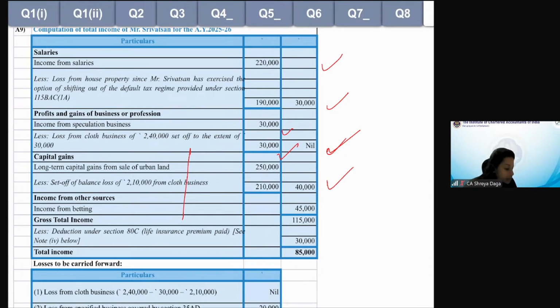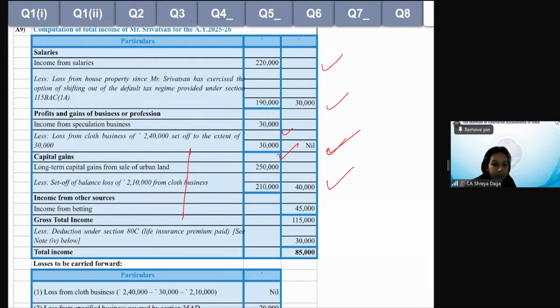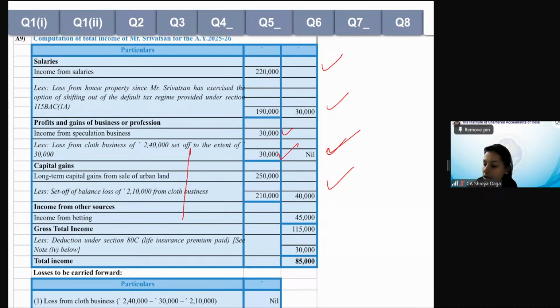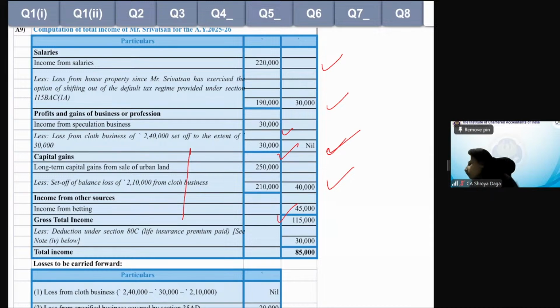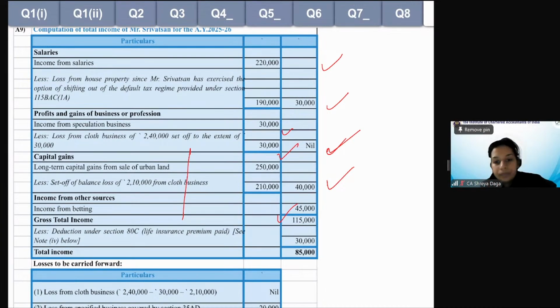Okay. Now income from betting. There is an income from betting and there is a loss from card game. Now what do you do? This you cannot even do intersource set off. Income from betting will be taxable, but loss from card game will be lost. Okay, loss from card game will be lost.